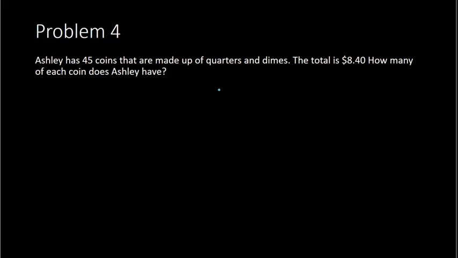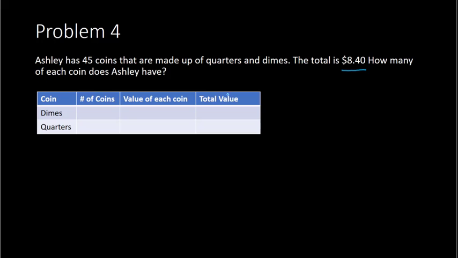Now again, for this kind of problem, since we're dealing with a total value, I would recommend creating yourself a table. So your table is going to have dimes and quarters as your row headings, and then for the column headings, we have number of coins times the value of each coin equals the total value. So the question is, how do we fill in this table?